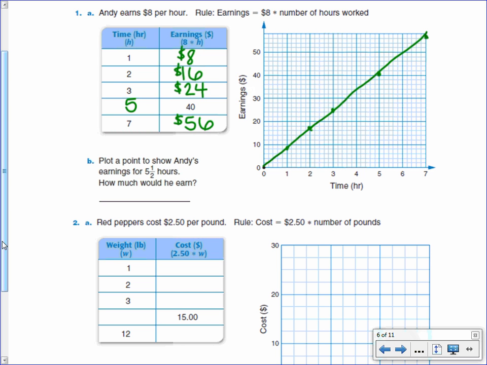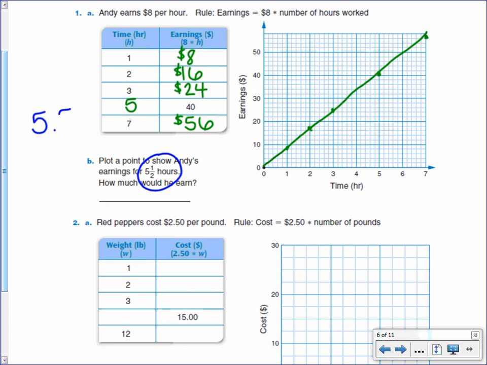$8 per hour. How did we write that? How did we have that in a rule or a number sentence? Allison? Multiplication, 8 times what? Times how many hours, right? 8 times 8. How many hours are we saying he's working in this situation?